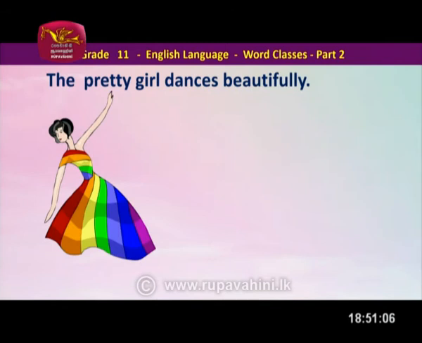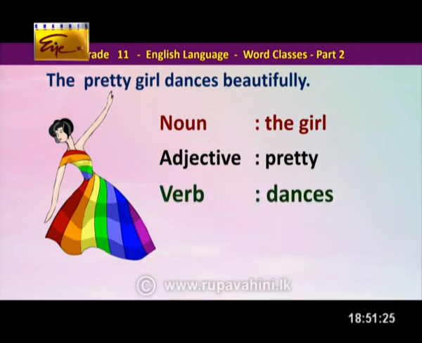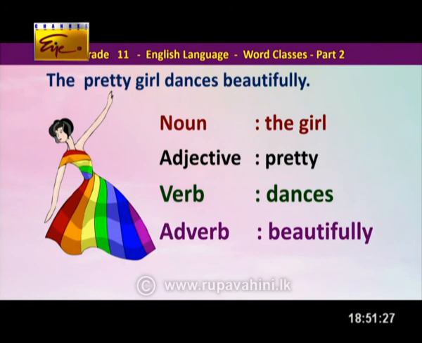Right. Then there is a pretty girl, and what is she doing? The pretty girl dances beautifully. What is the noun here, children? The girl. Adjective, pretty. Then you have the verb, dances. Then the adverb, beautifully. How does she dance? She dances beautifully. And the adjective is pretty.